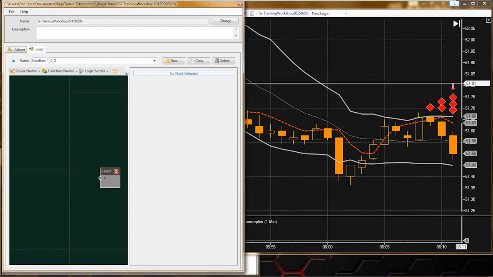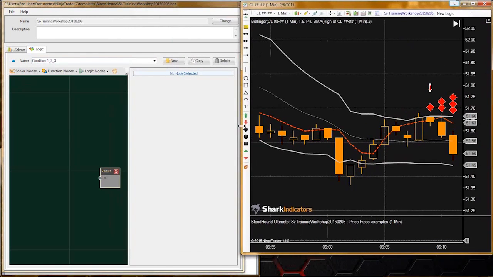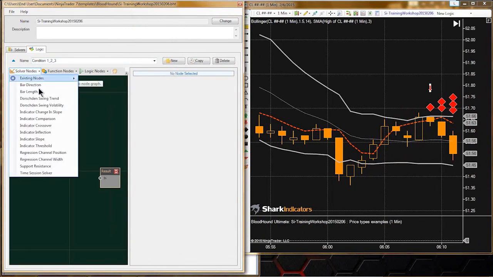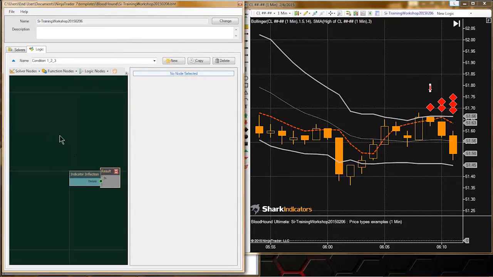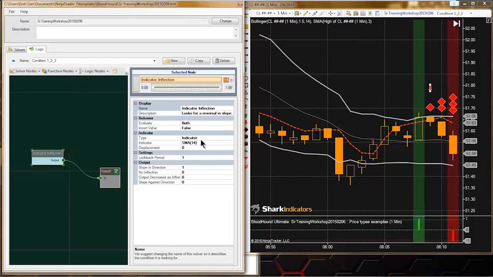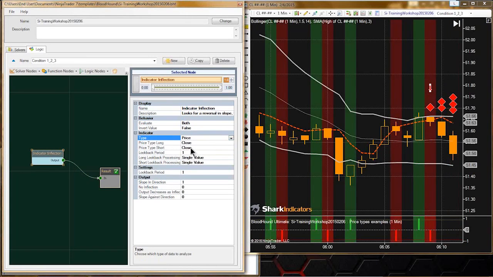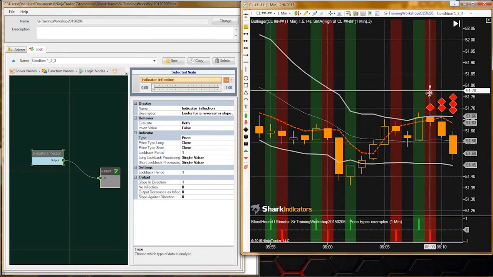Alright, so condition 1 is going to be that reversal bar. So I will just use an inflection solver here. There we go. Just grab an inflection solver, and we're just going to look at the closing price to reverse on us. Alright, pretty straightforward. So there we go. We can see we have a short signal, so that's condition 1 met right there.